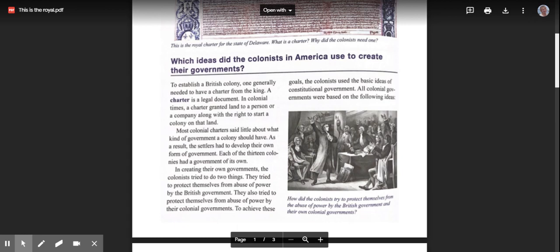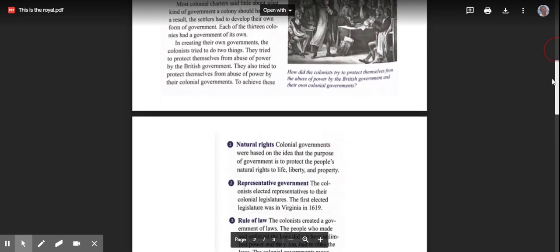In creating their own governments, the colonists tried to do two things. They tried to protect themselves from the abuse of power by the British government. They also tried to protect themselves from the abuse of power by their colonial governments. To achieve these goals, the colonists used the basic ideas of constitutional government. All colonial governments were based on the following ideas.